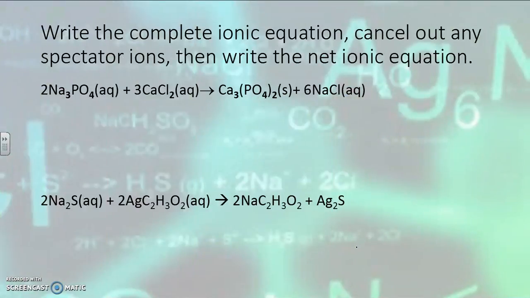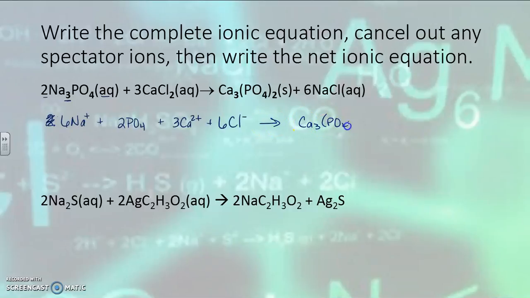All right, write the complete ionic equation, cancel out any spectator ions, then write the net ionic equation. So remember, anything that has an (aq) after it, we have to break apart. So this would be not just 3, there would be 6 sodium ions plus 2 phosphate ions plus 3 calcium ions plus 6 chloride ions, and that would give us calcium phosphate and 6 sodiums and 6 chlorides.